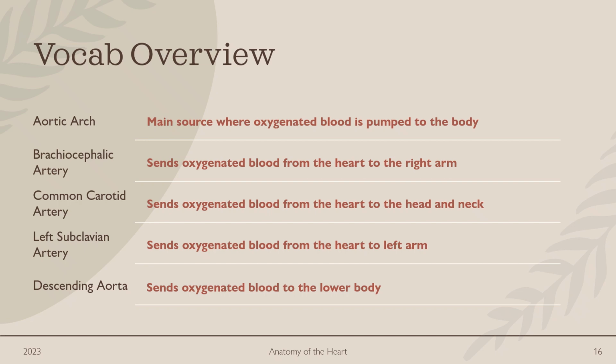This contains several branches, including the brachiocephalic artery, the common carotid artery, the left subclavian artery, and the descending aorta. The brachiocephalic artery sends oxygenated blood from the heart to the right arm. The common carotid artery sends this oxygenated blood to the head and neck. The left subclavian artery sends the blood from the heart to the left arm, and the descending aorta sends the blood to the lower body.